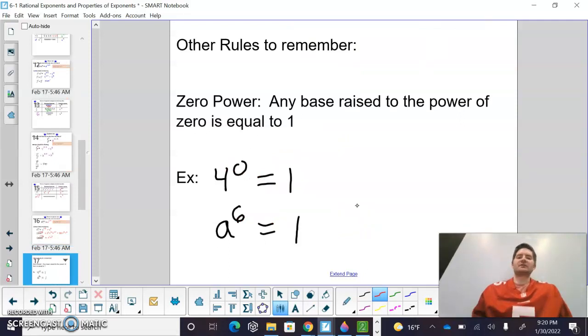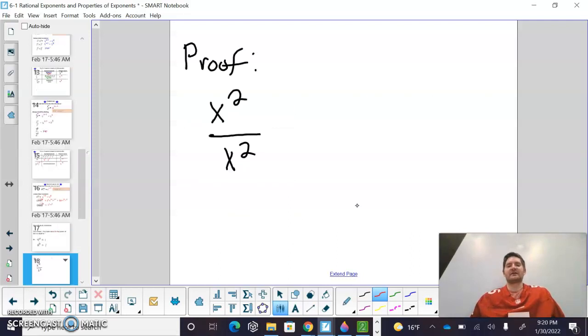Other rules that you need to remember: the 0th power. Any base raised to the power of 0 is equal to 1. So for example, 4 raised to the 0th power is 1, and a to the 6th raised to the 0 is equal to 1. So here's our proof.